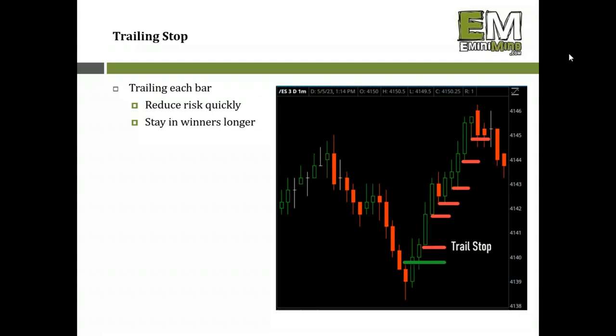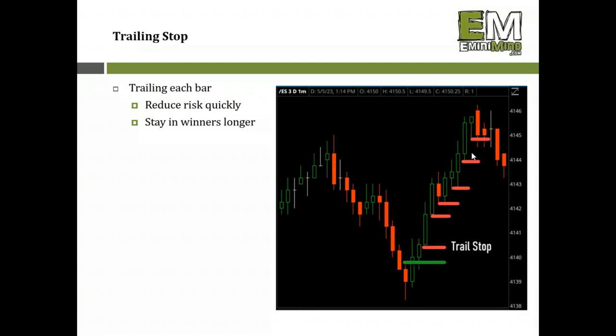This will help you stay in your winners longer because you're not stuck thinking, oh, we came up to this little 41, 43 area, and then we started to go sideways a little bit. Should I just close out the trade here? Well, if you just bring your stop up underneath each candle's low, you don't have to worry about exiting the trade early.